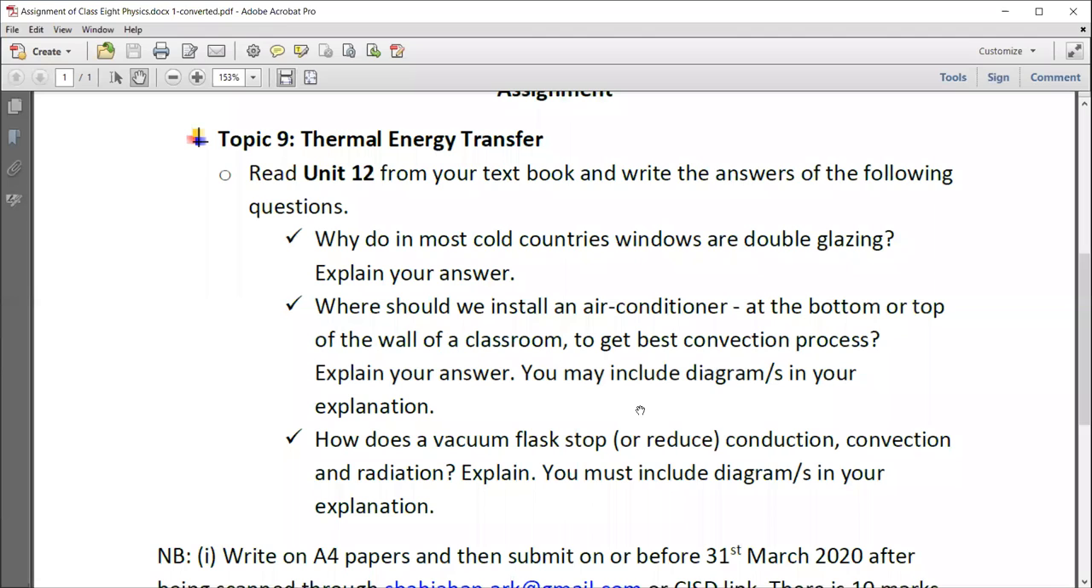So in both processes, conduction and convection, we need some medium. Either we need solids, or liquid, or gas. But for radiation, we do not need any medium. Clear to you? Radiation is the process where we do not need any solid, liquid, or gas. Without the help of any medium, there will always be some heat lost. That is called radiation.